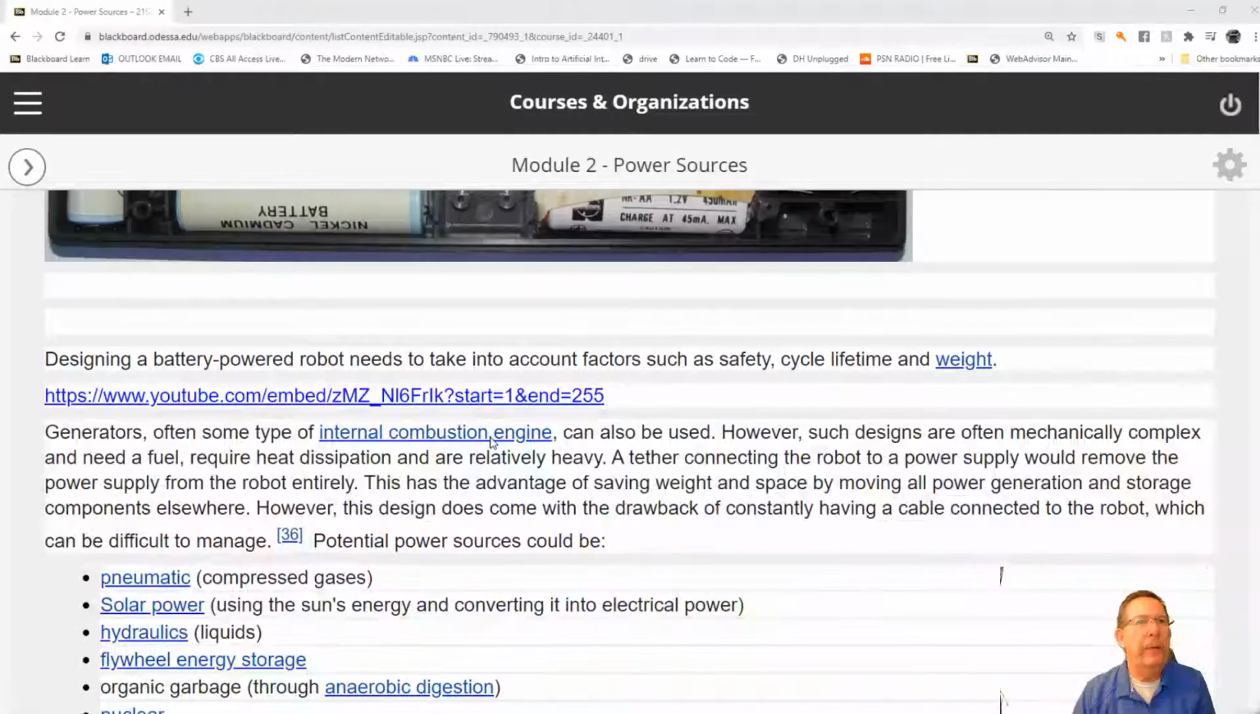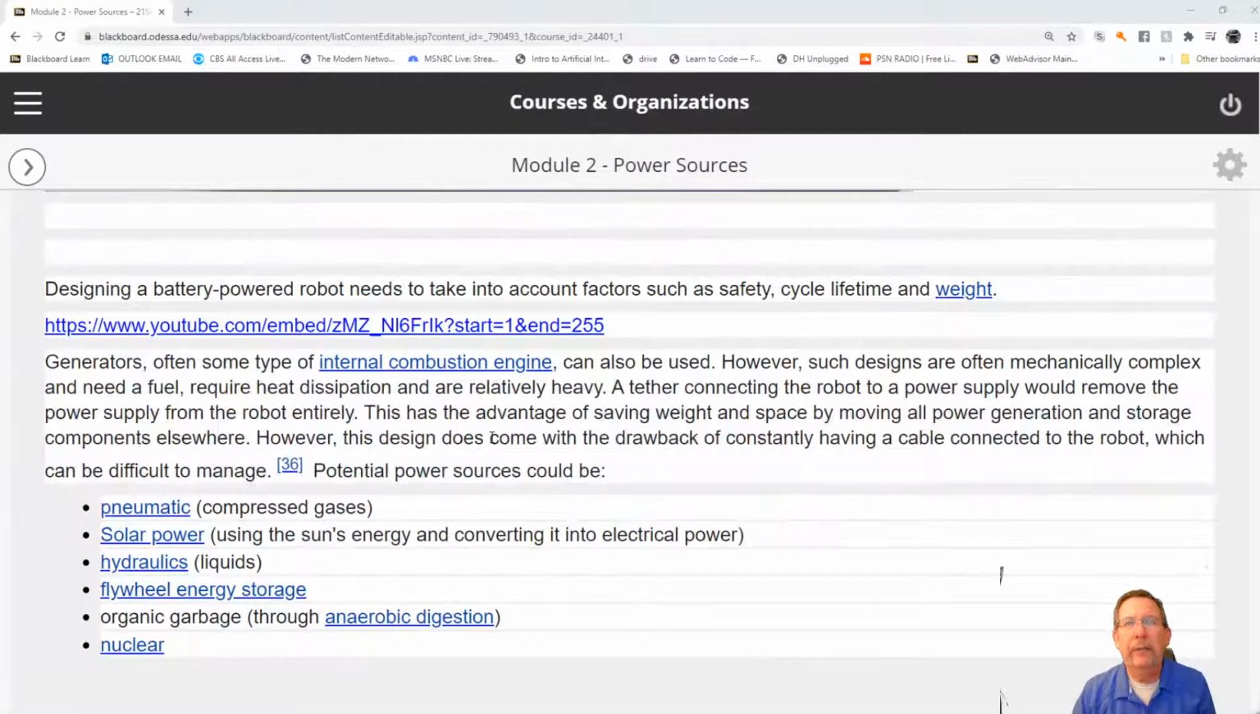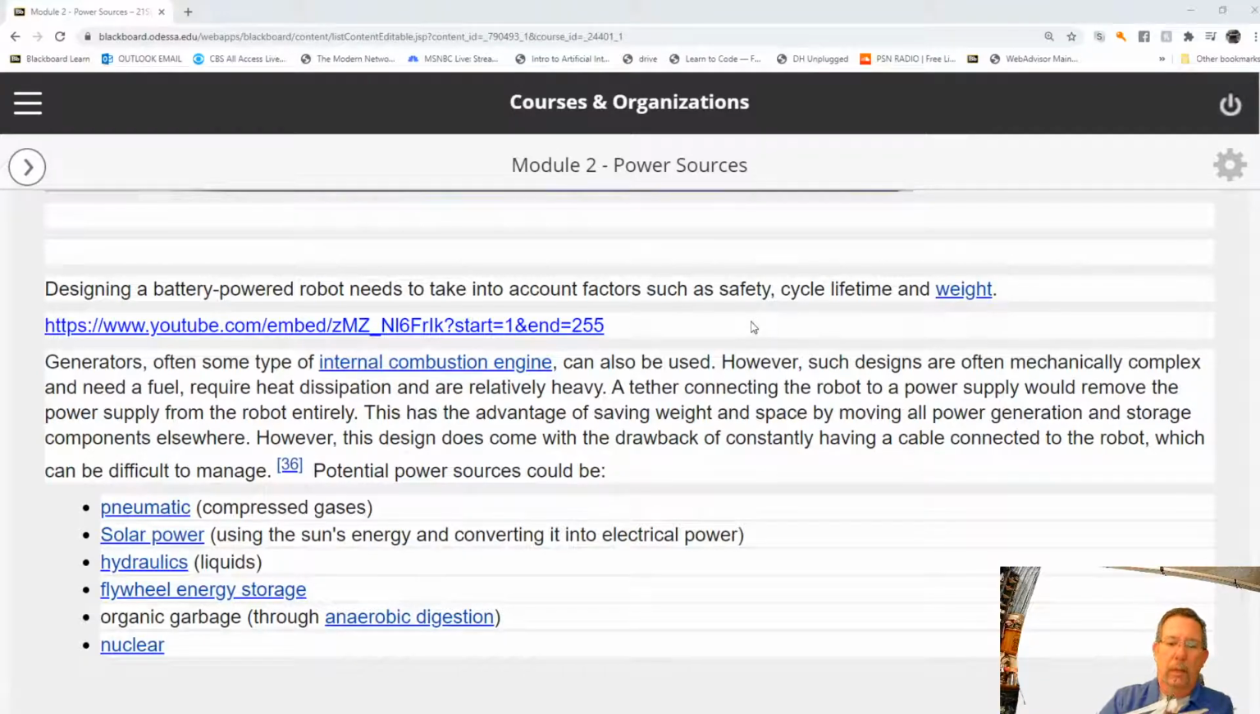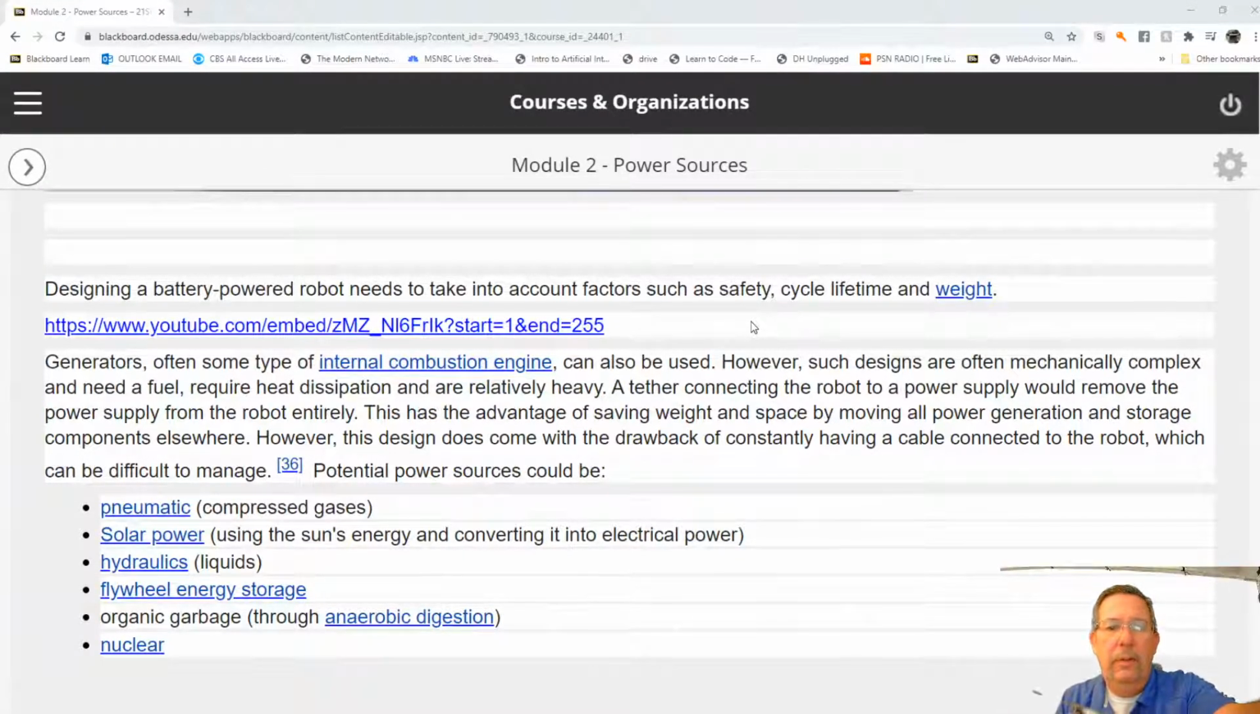So designing a battery-powered robot, you need to take into account factors such as safety, cycle, lifetime, and weight. I mean, because think about it. Say it's a lead-acid battery, right? If it's a big battery and you're trying to make a little bitty device, let's call this, let me get back on here, right?